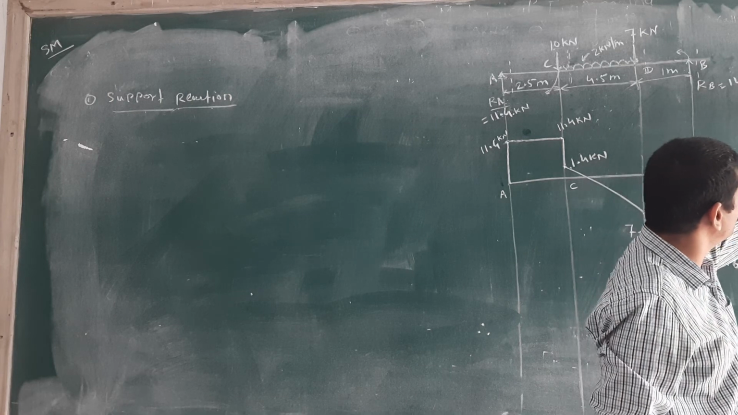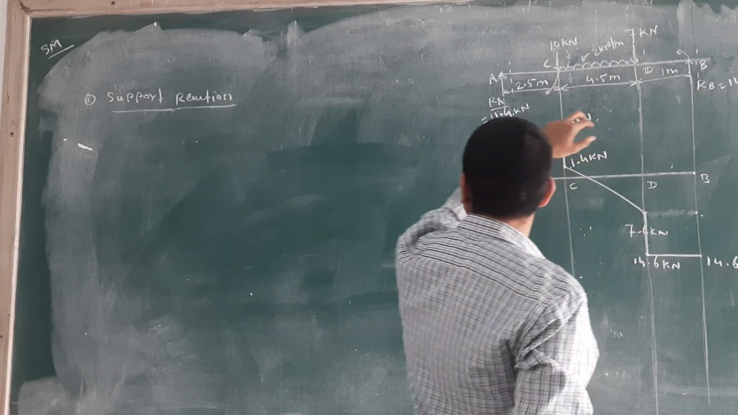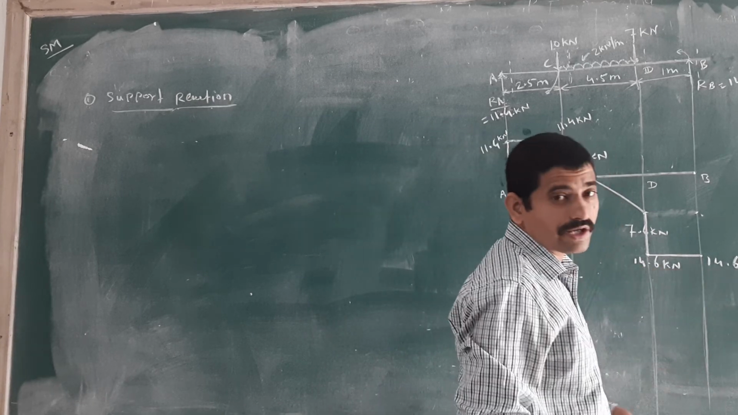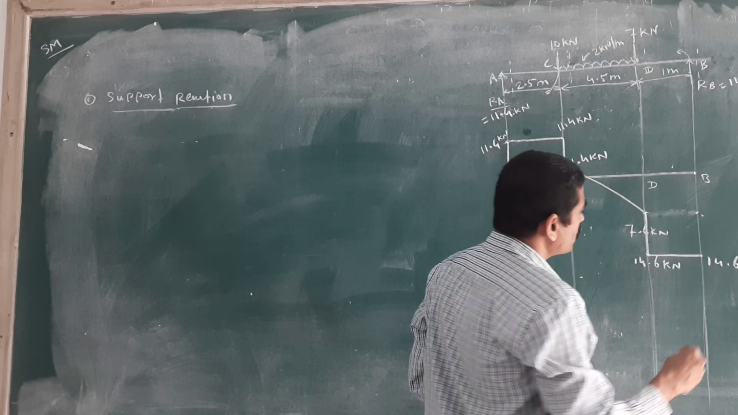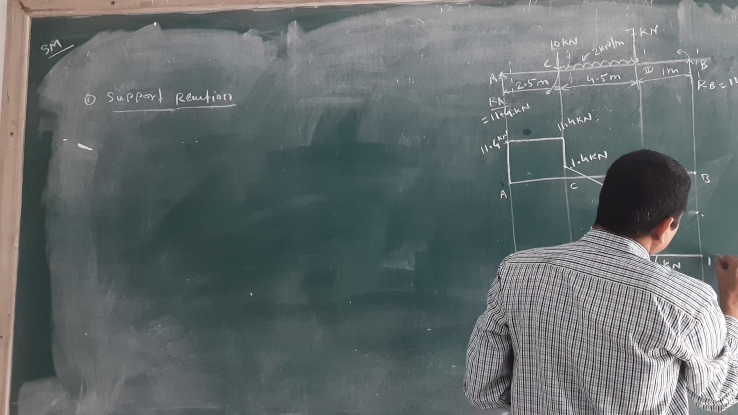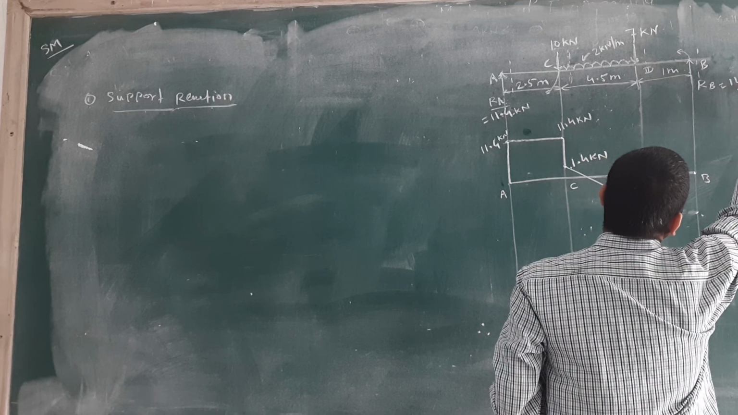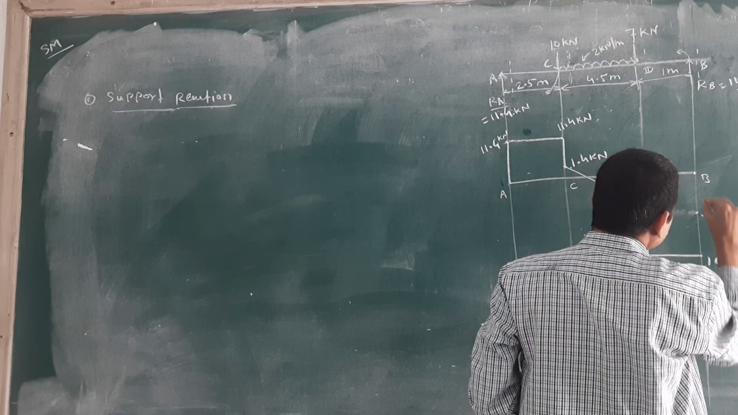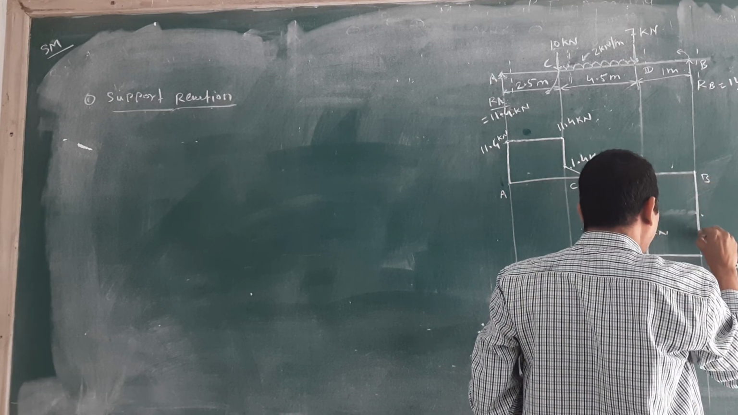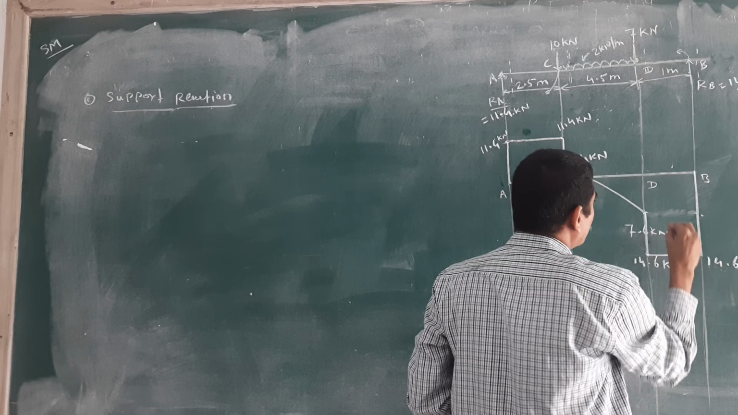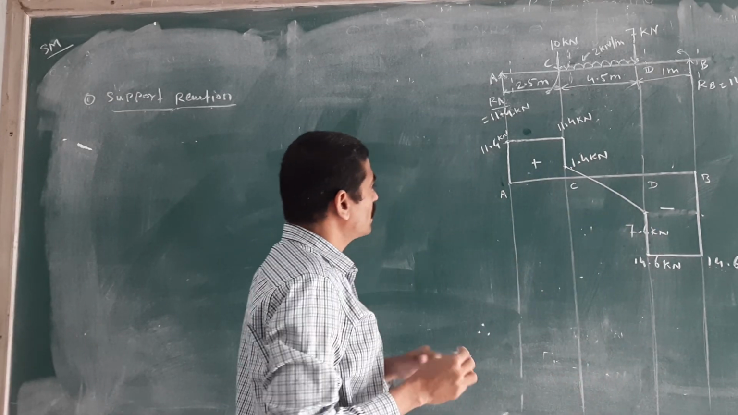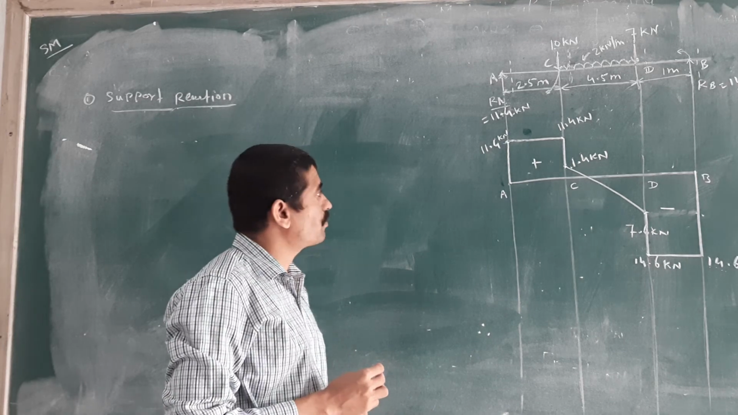Check that RB is equal to, we have already calculated, 14.6 kilonewton. 14.6 kilonewton means RB is equal to 14.6 positive, and RB is equal to what? Minus 14.6. Traveling in the upward direction, you will get 0. And this is the negative, this is the positive. Very simple. Then after that you can write the calculation for the SF.